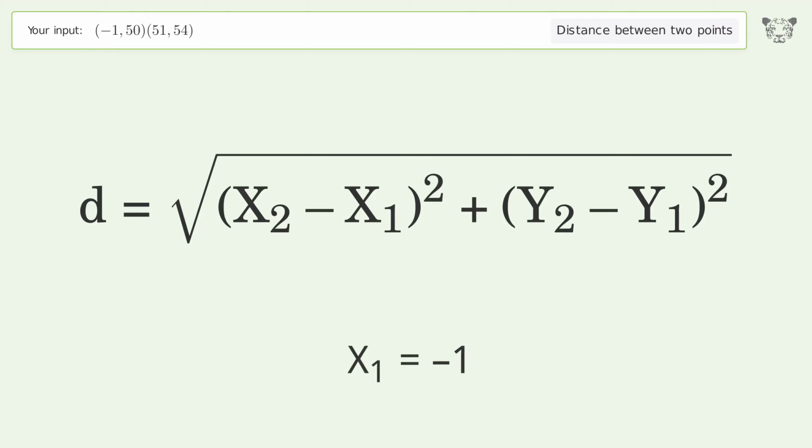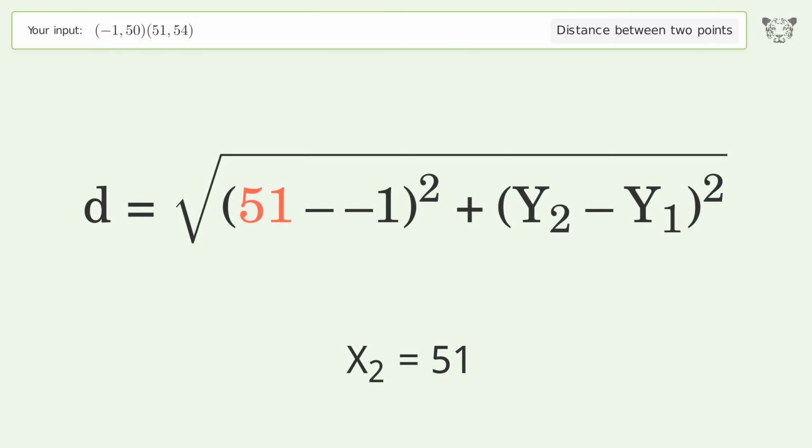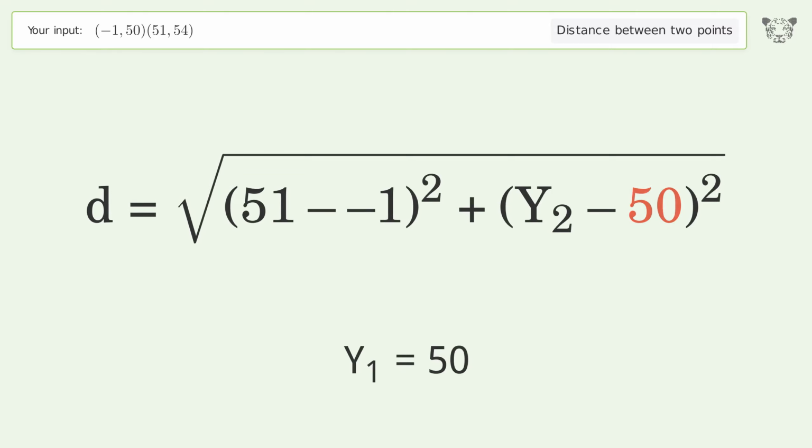x1 equals -1. x2 equals 51. y1 equals 50. y2 equals 54.